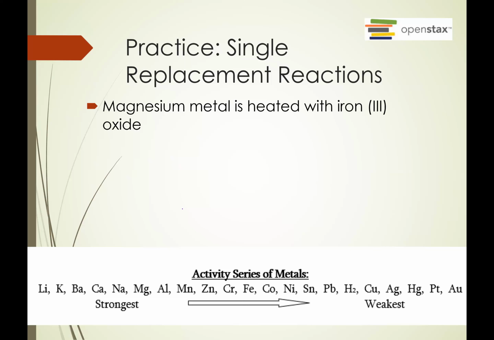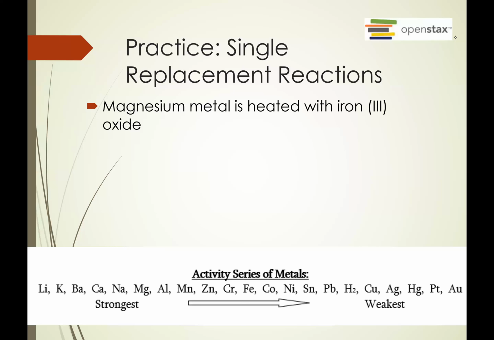Magnesium metal is heated with iron 3 oxide. I want to know if the reaction happens, and if it does, write the reaction. So try this one, and then we'll go over it. We have magnesium metal heated with iron 3 oxide.